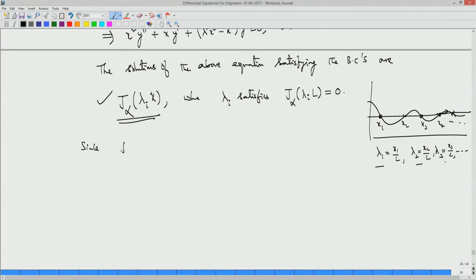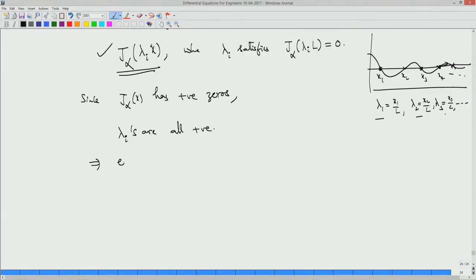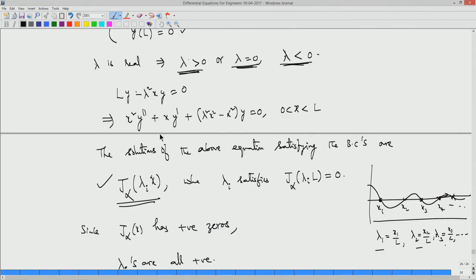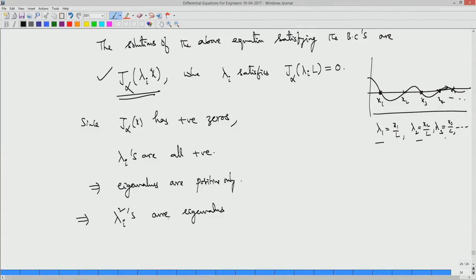Since J alpha of x has positive zeros, and lambda i's are all positive, this immediately implies eigenvalues are positive only. So the eigenvalues are lambda i square.